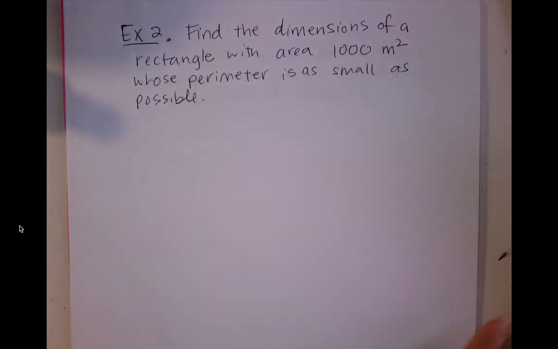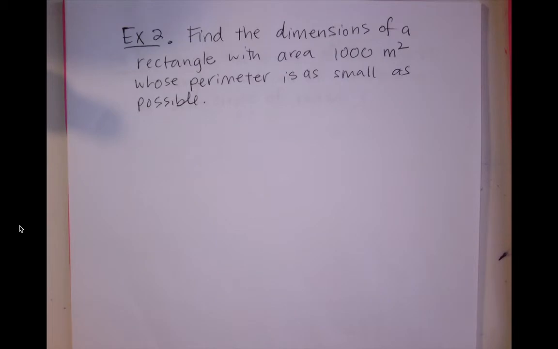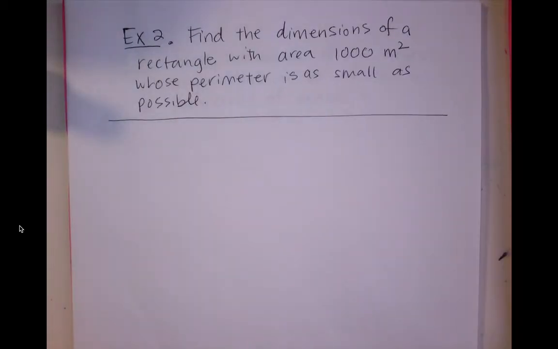Okay, so I'm going to do another example. Here we're trying to find the dimensions of a rectangle with area 1,000 meters squared, whose perimeter is as small as possible. Now, most of you, or some of you, probably know that the perimeter is going to be minimized when we have a square. So in a way, what we're really doing here is proving that. I'm just using these examples to illustrate how to solve optimization problems.